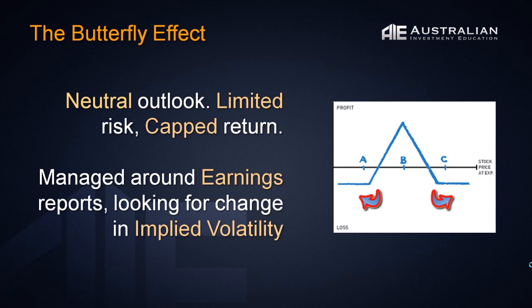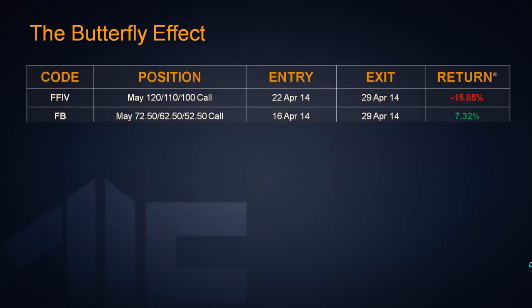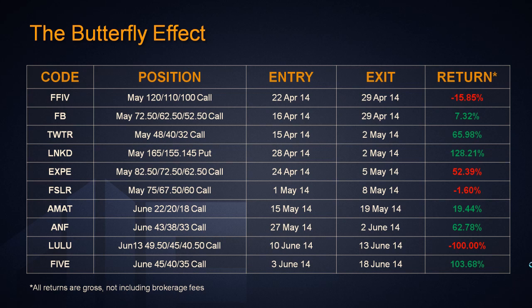In most examples, we'll be choosing bought legs that are approximately, if not greater than, 10% from the sold strike level. So let's take a look at our more recent quarterly results for the butterfly effect strategy. In this table, I've listed all the trades that we have done for the 2 months between April and May. Starting with FFIV, we did have our first trade for this last quarter at a 15% loss.